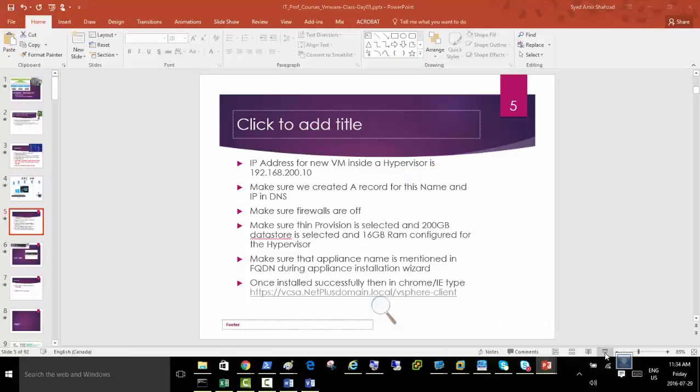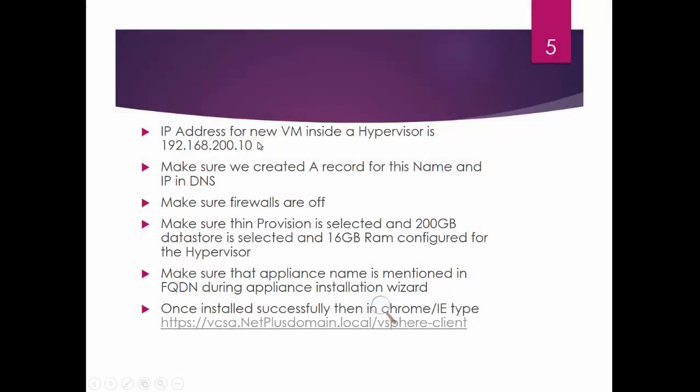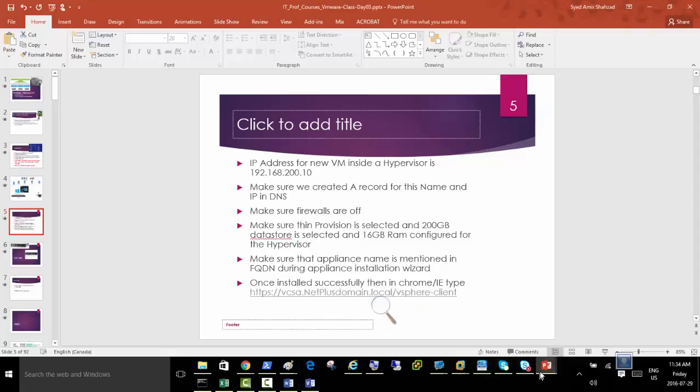One last check on the checklist. So we have created the A record. We have turned off the firewall. Please just check because it's going to give you an error if you did not turn off the firewall. 200 GB is there, 12 GB RAM is there, FQDN is there. Yeah, we're good. So in the end, if hopefully it installs, this will be the link: vcsa.netplusdomain.local/vsphere-client. That's how we're going to start it if it gets installed properly.